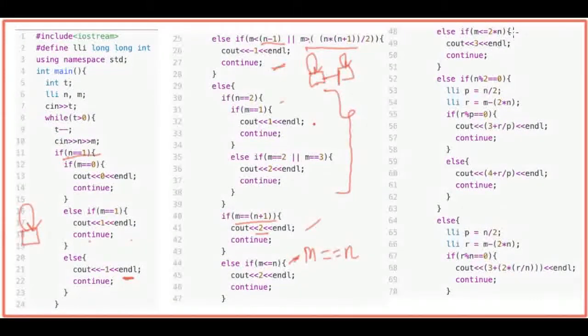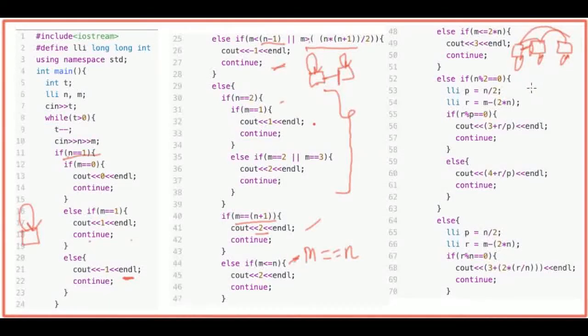If m is less than or equal to 2n, then the answer is 3, including the self loops and all, including the self loop and last ones. Including all this, the answer is 3. Okay.